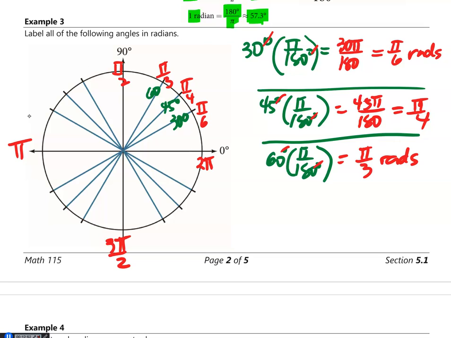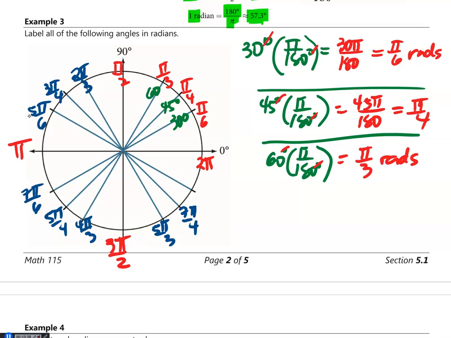Okay, you should have here 2 pi over 3. This is 3 pi over 4. This is 5 pi over 6. This is 7 pi over 6. 5 pi over 4. 4 pi over 3. And 11 pi over 6.